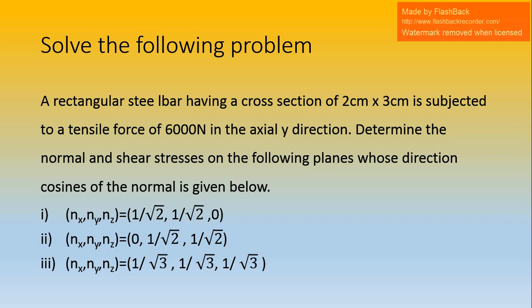So we can formulate the stress tensor at a particular point, and after knowing that stress tensor we can find the stress vector on any other plane if its direction cosines are given. Here direction cosines of 3 planes are given. So applying Cauchy's formula of resultant stress, we can find the normal and tangential stress acting on these 3 planes. Try to solve it.